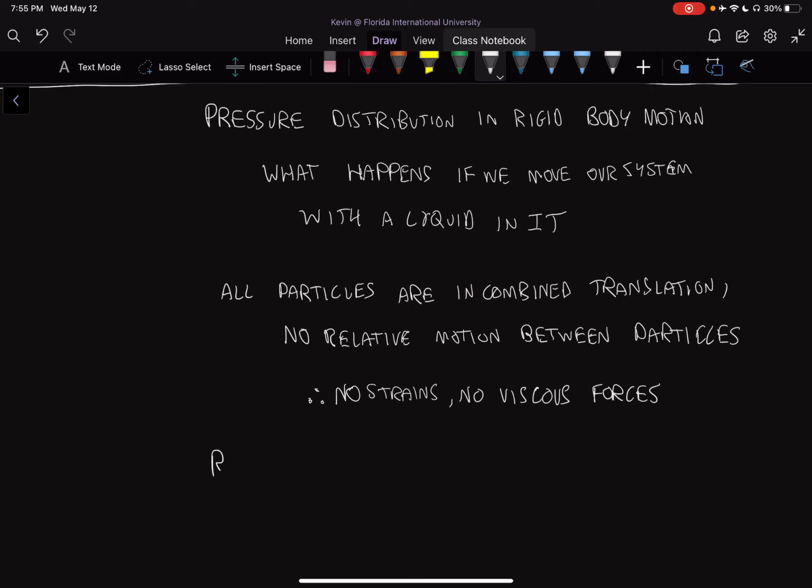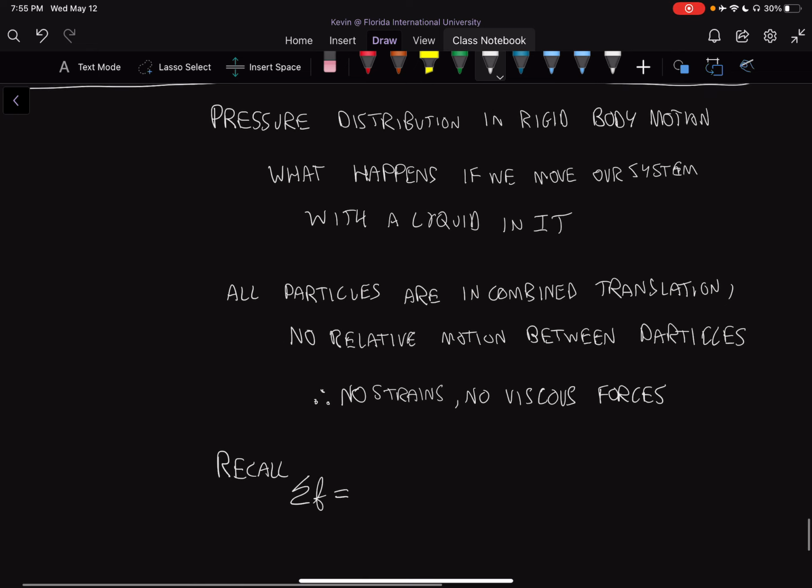But before we look at that, let's recall our equation that said that the sum of the forces is equal to F pressure plus F gravity plus F viscous. Well, we just said in a rigid body motion system where we have a rigid body containing a liquid, we wouldn't have any viscous forces because our viscous forces are pretty much accounted for because nothing really moves. And we had said that this sum of forces is equal to rho times A, right? This is the total acceleration.